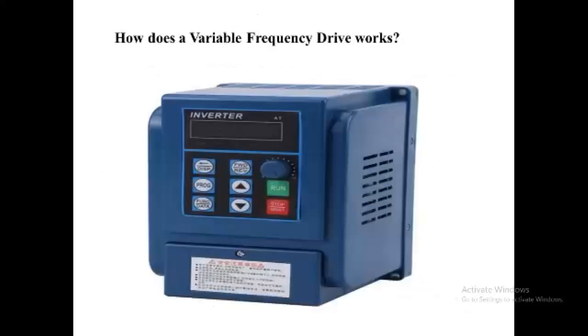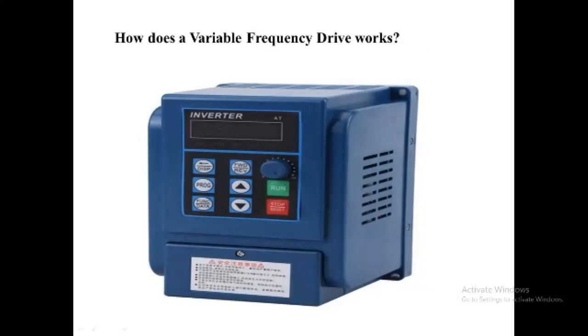This is a simplified block diagram generally used for a variable frequency drive. Means variable frequency drive just looks like this one. So here some different types of switches are given. By using these switches, we can run the motor, or we can stop the motor, or we can change the speed of the motor by controlling the V by F ratio. What is V? Here V means voltage and F means frequency.